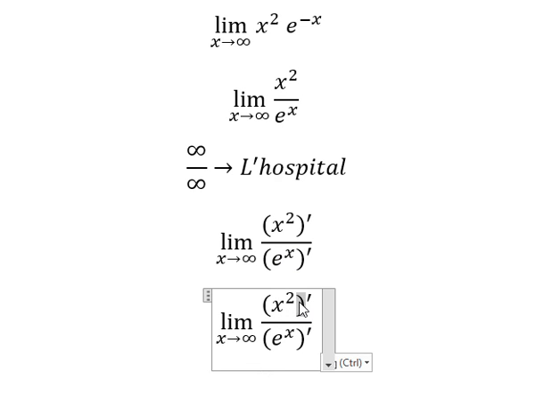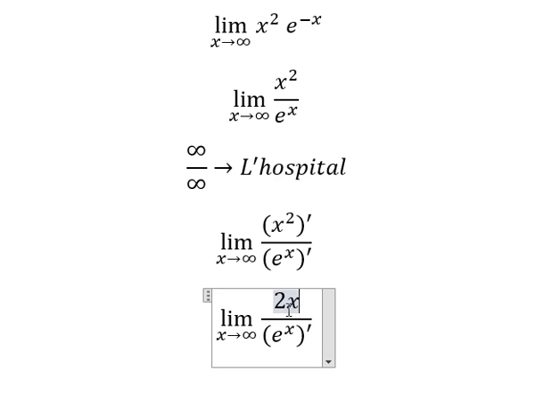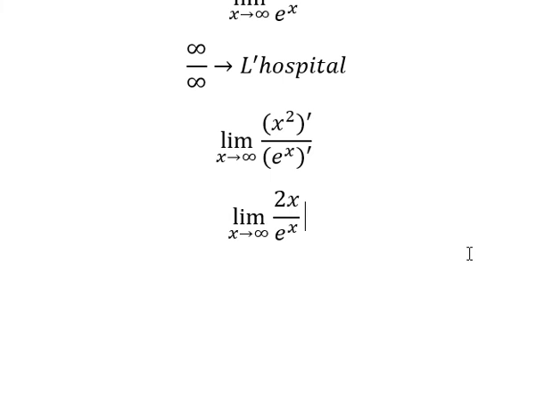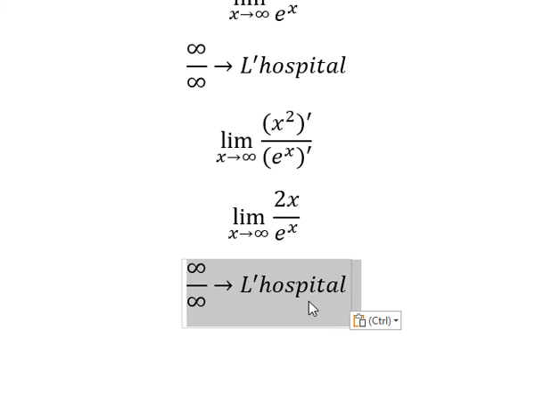So for this one we have 2s. For this one we have e to the power of s. Next, when s approaches positive infinity, this one will go to positive infinity, and this one will go to positive infinity. So we continue using L'Hospital.